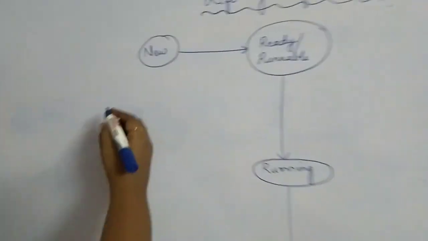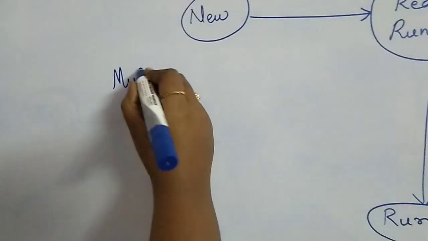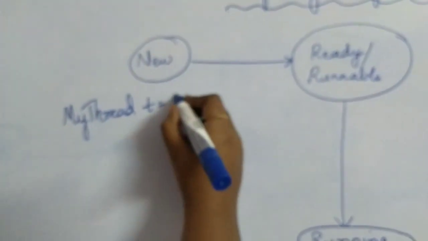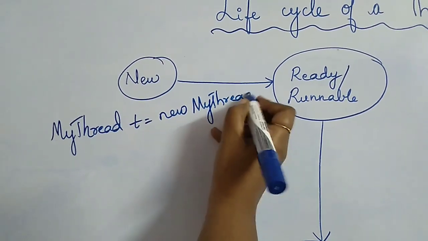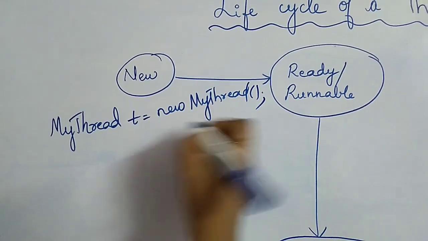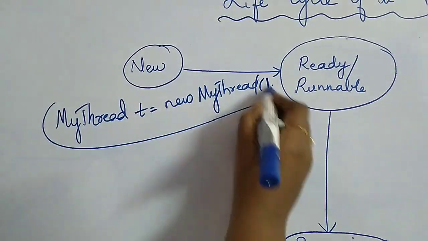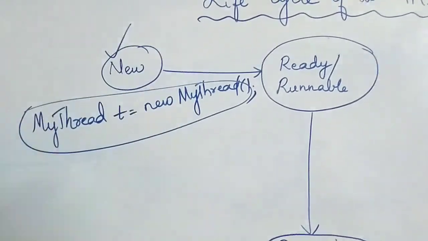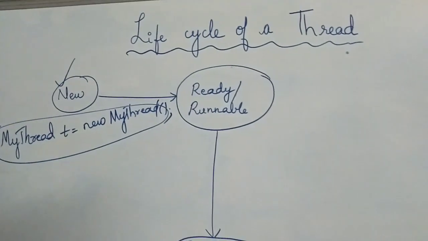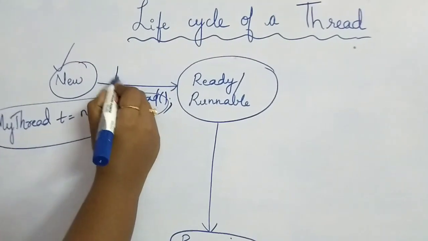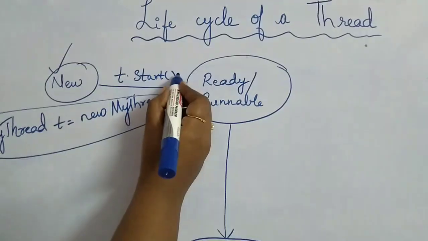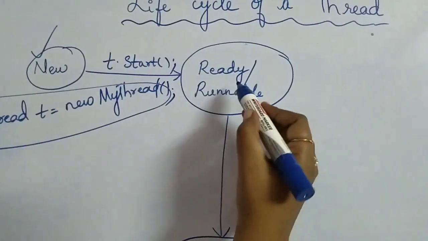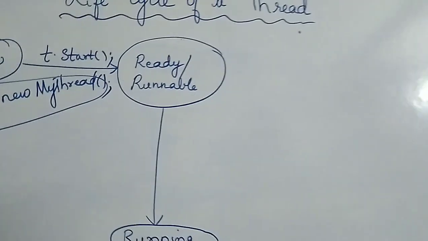Whenever you say MyThread t = new MyThread, a new thread will be created. It is in the new state. After that, when you call the start method on t, like t.start, the thread enters into the ready state or runnable state.